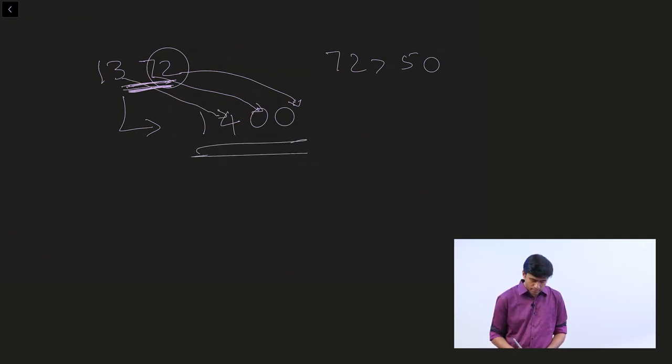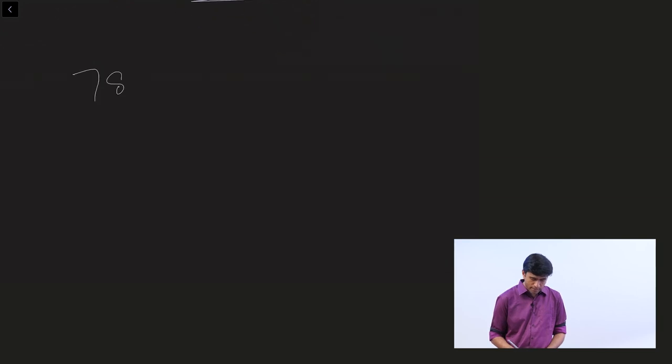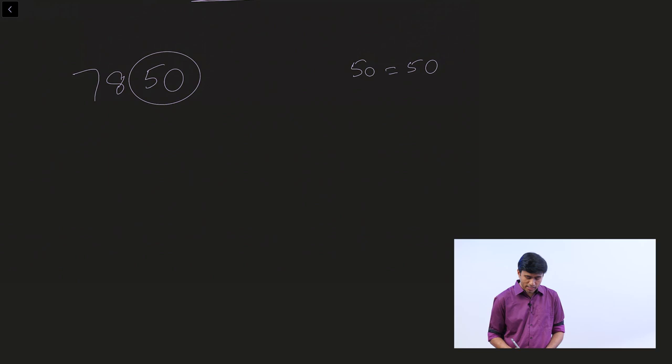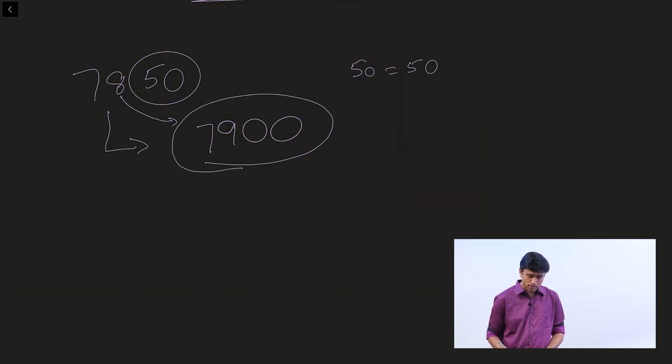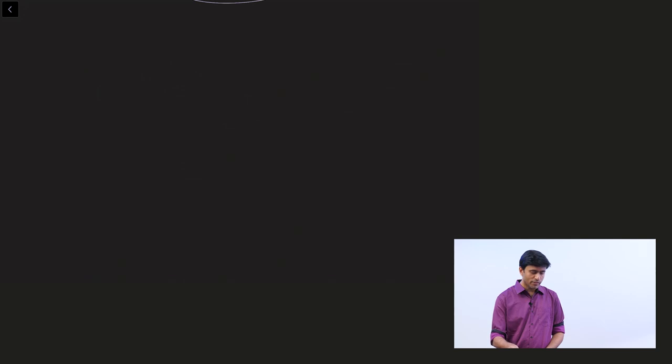Please try this. 7,850. Remember, the last two digits are equal to 50. Even if it is equal to or greater than 50, you have to do the same process. So the ones place becomes 0, the tens place is 0, add 1 to the hundreds place, 8 becomes 9, and leave the thousands place. So the nearest 100 is 7,900.